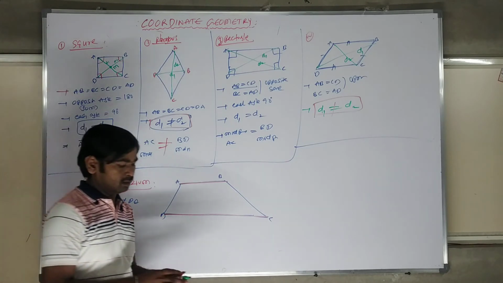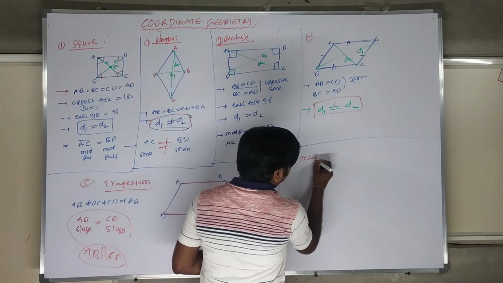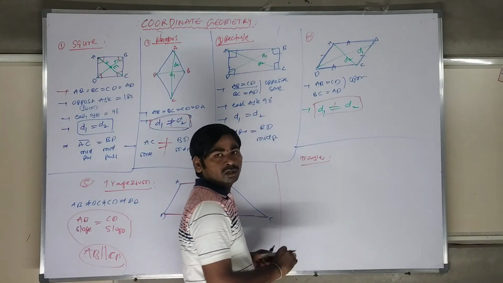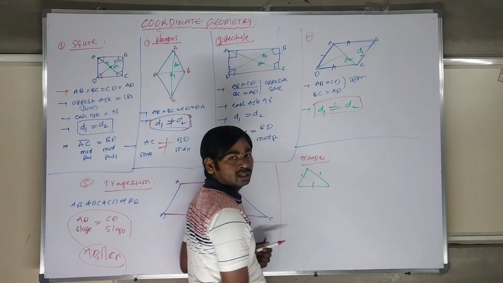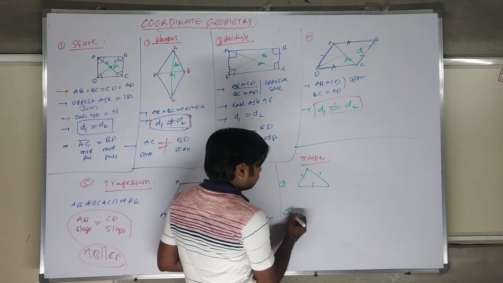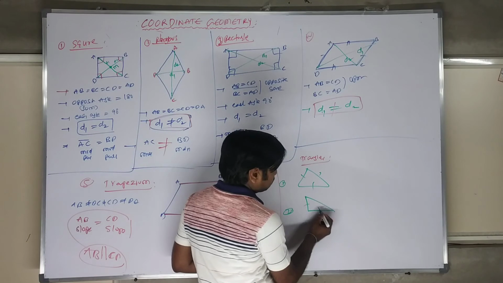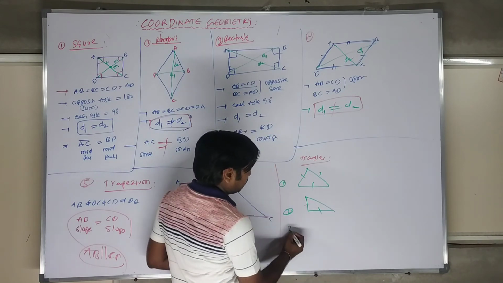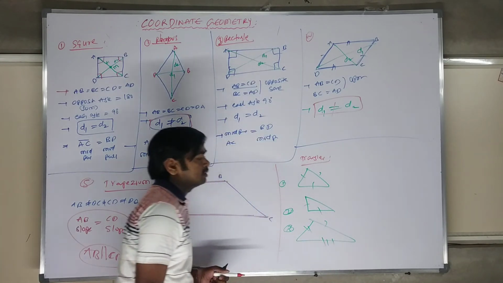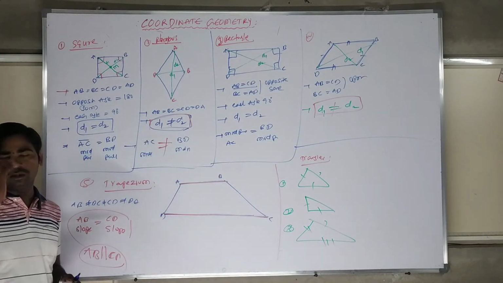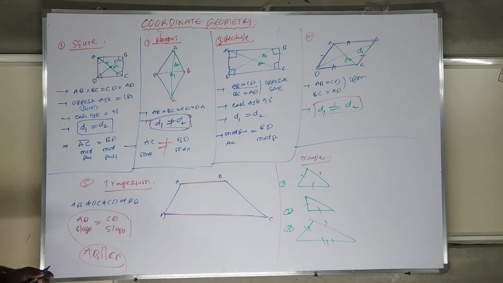Sometimes they ask about triangles. Triangles you don't need to worry about. I think you are very good with triangles. An equilateral triangle has all sides the same, each angle 60. Next, an isosceles triangle has two sides the same. Next, a scalene triangle has all three sides different and three angles different. These are the three triangles. You can easily identify a triangle. There is no question on that. I hope it is very clear.